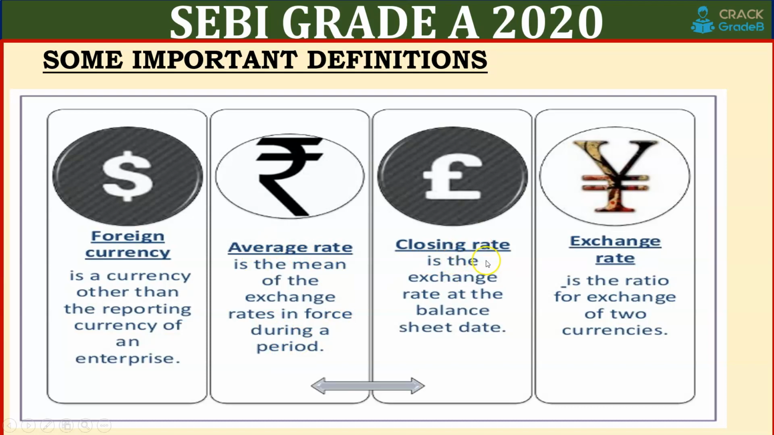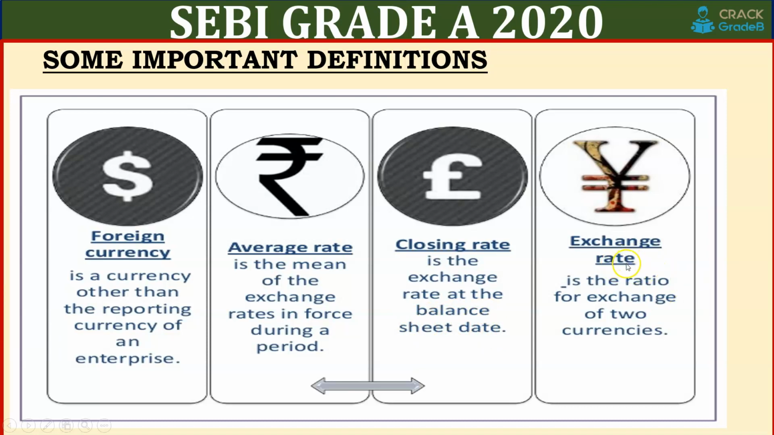We have closing rate, which is the exchange rate at the balance sheet date. Now, the balance sheet closes on 31st March of any year, right? So in between, whatever transactions take place in foreign currency, you record them at the exchange rate of that day, but the closing rate of any foreign currency is that exchange rate which is prevailing at the balance sheet date, that is on 31st March of that year.